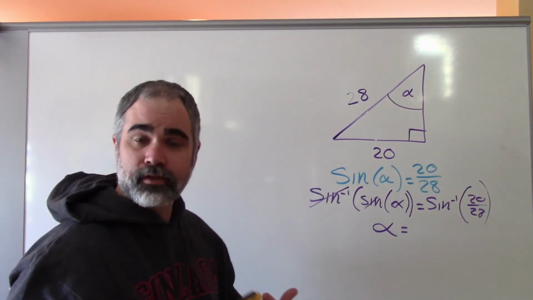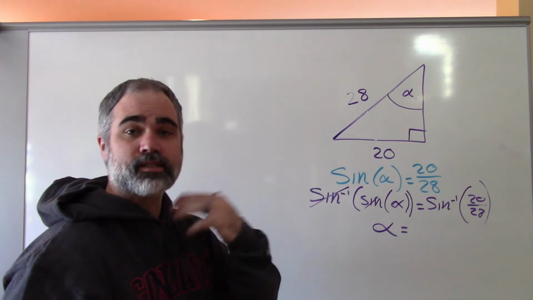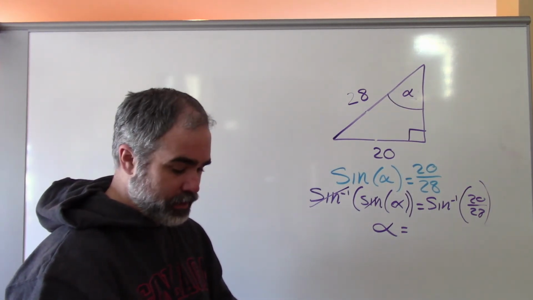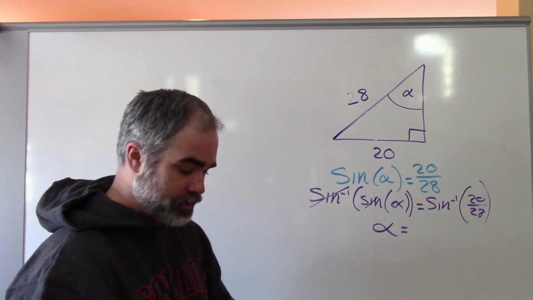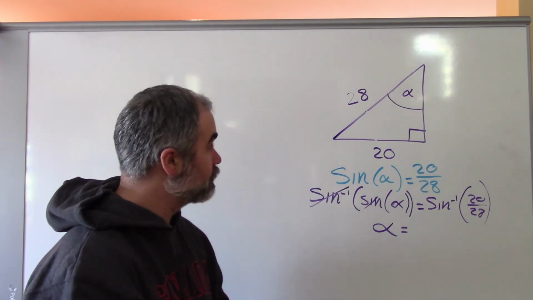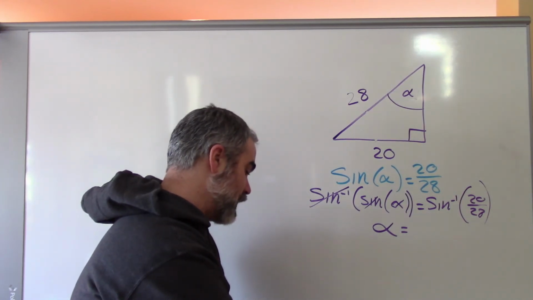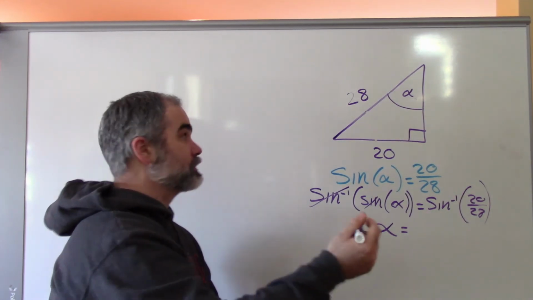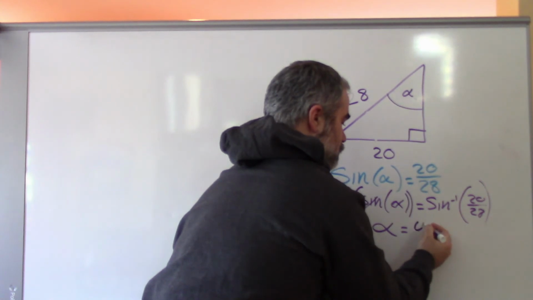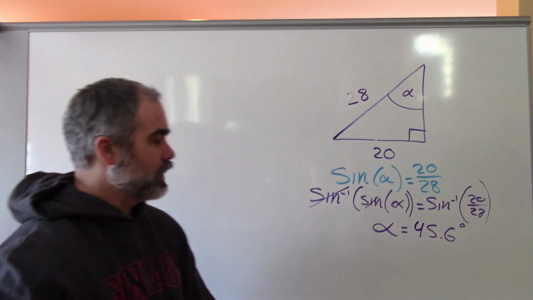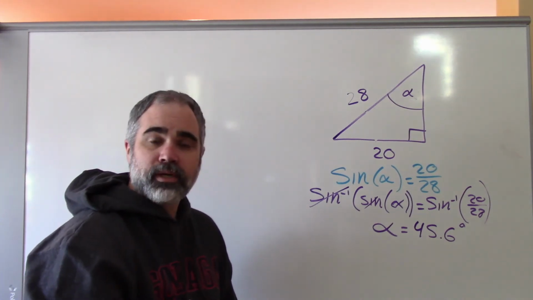And you find the inverse sine the same way you found the inverse tangent. It's the second function of sine. So you type that in and leave the fraction in your calculator, and you're going to end up with an angle measure of 45.6 degrees. Okay, don't forget your degree symbols. So we have 45.6 degrees there.